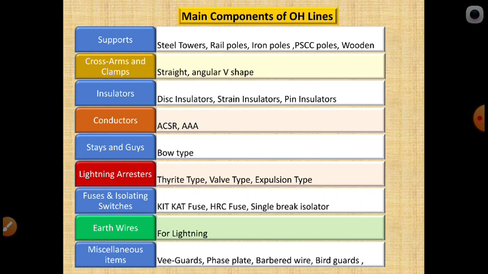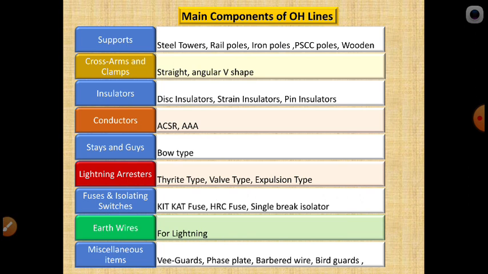Next is the phase plate. Phase plates are used to distinguish the various phases, that is the R phase, Y phase, B phase and neutral bands at earth. So it indicates some accessories. Now, another is barbed wire. What is the barbed wire? Barbed wires are generally placed on each pole to prevent climbing of unauthorized persons to the pole, whether to disconnect or reconnect the circuit, because electricity is a very good slave, but it is a bad master.